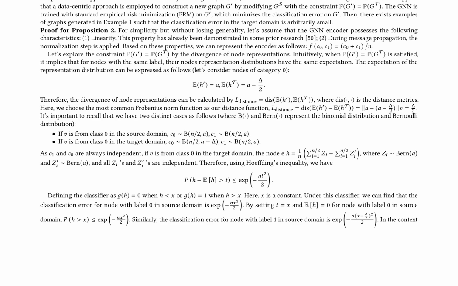It provides a detailed proof for two propositions, utilizing concepts such as the Frobenius norm and Hoeffding's inequality to support its claims. The proposed GraphAlign algorithm demonstrates its effectiveness in addressing graph domain adaptation by modifying the source graph to align with the target graph, outperforming several baselines and providing a promising solution for real-world applications.